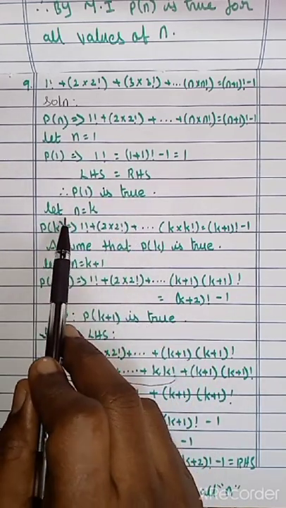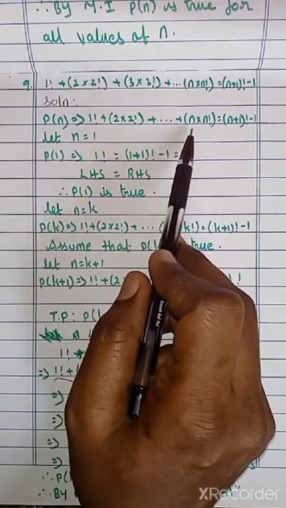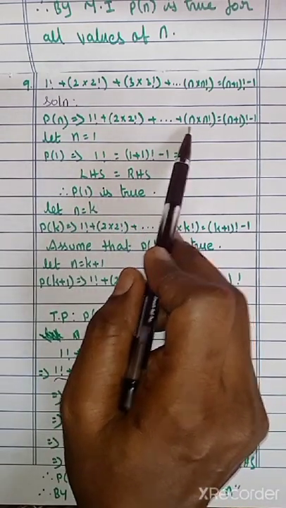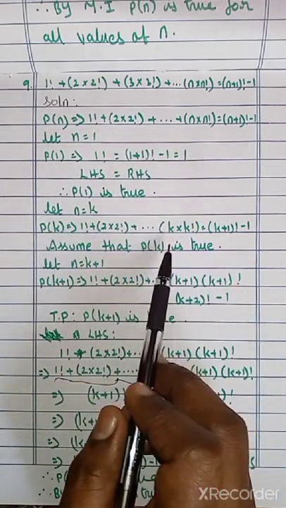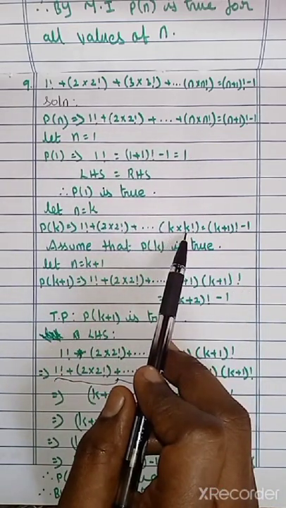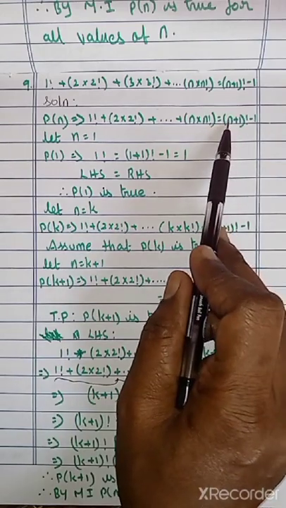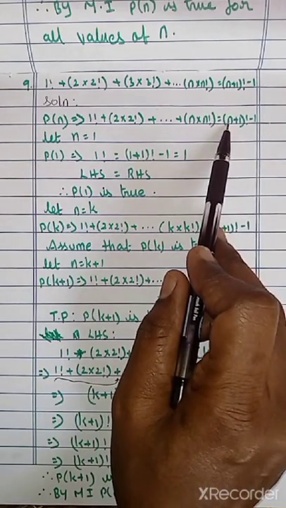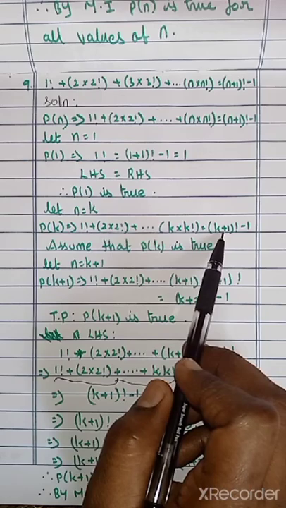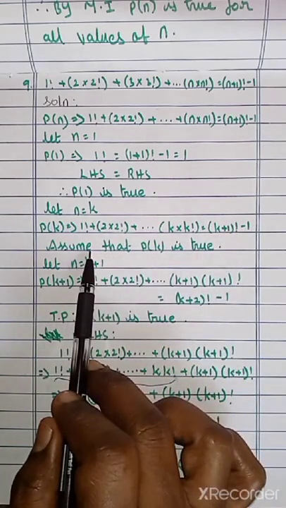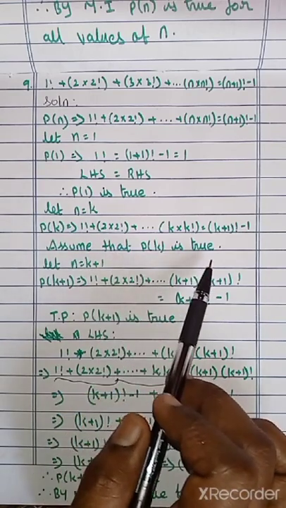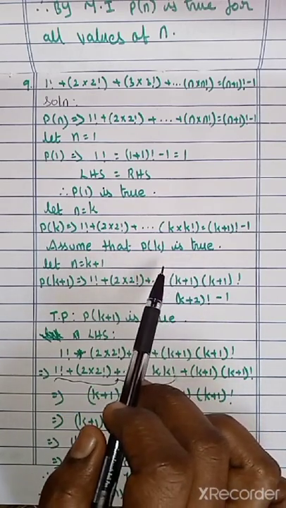Next, let n equal k. So instead of this n, what are we going to substitute? k. So 1 factorial plus 2 into 2 factorial etc. up to k into k factorial equals, instead of n, what you have to substitute? k. So this will become (k plus 1) factorial minus 1. And what we have to do is assume that P of k is true. Right? So the second step is completed.